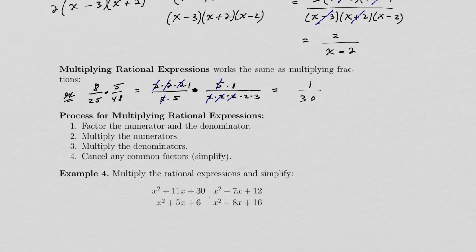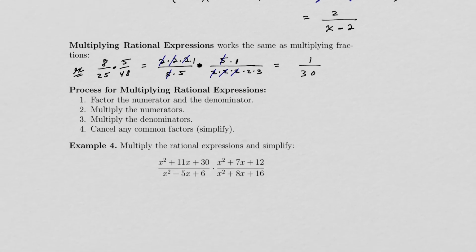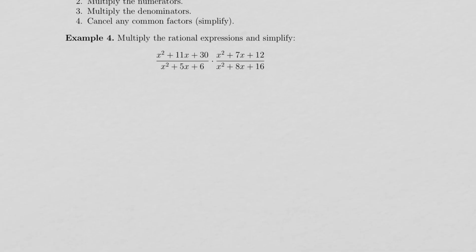Okay, and it's the same thing with rational expressions, right? You want to factor them first, cancel whatever you can, and then multiply numerators and multiply denominators. Okay, so let's do that here.